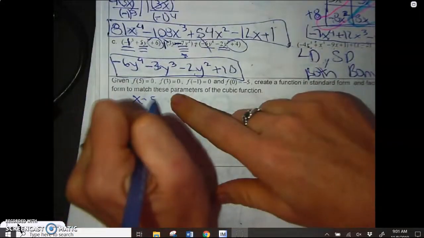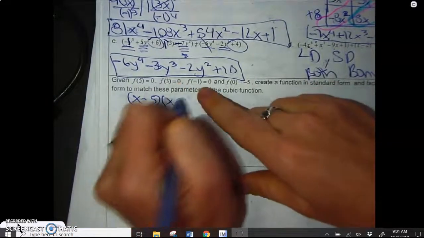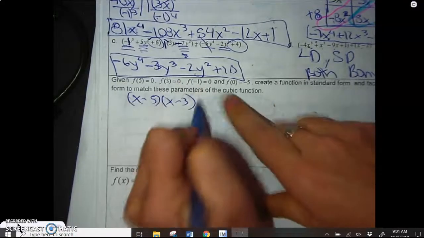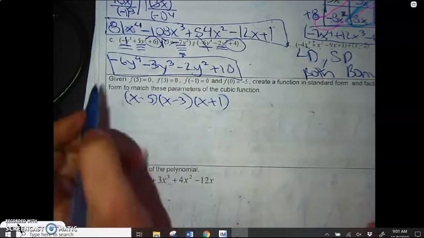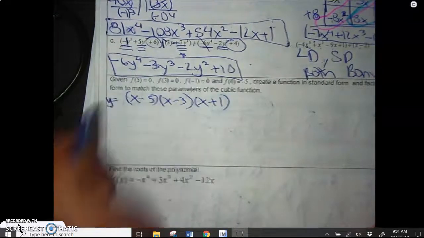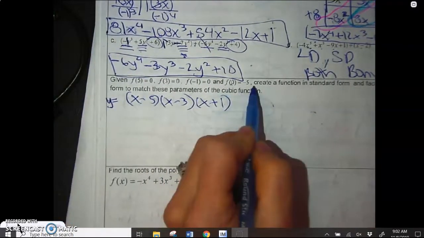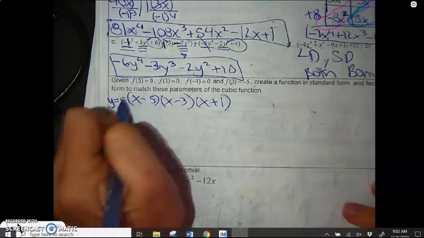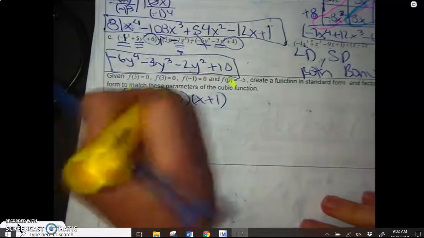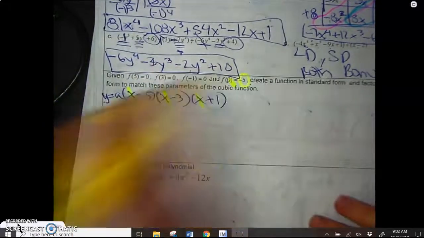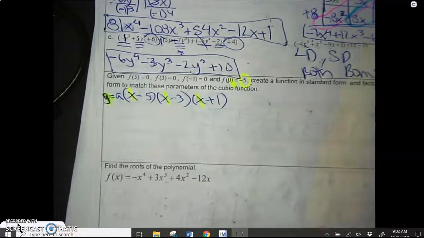f of 5 equals 0, which means this is x minus 5. Always do the opposite. This is x minus 3. This is x plus 1. Okay? And it has to include the point (0, negative 5). So that means I have to find the value of a. So I'm going to take the 0 and plug it in for x, and take the negative 5 and plug it in for y, and then solve.